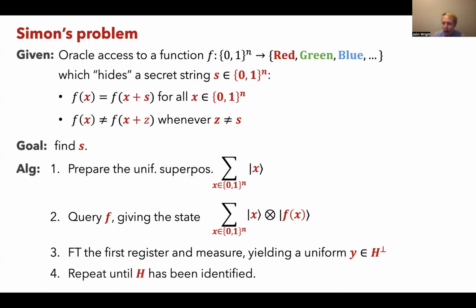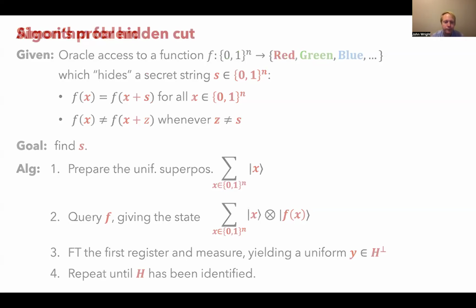And that y is going to give you a little bit of information about h, but it's not going to completely specify h. So you just have to repeat this process until h has been completely identified. So that's the algorithm for Simon's problem.